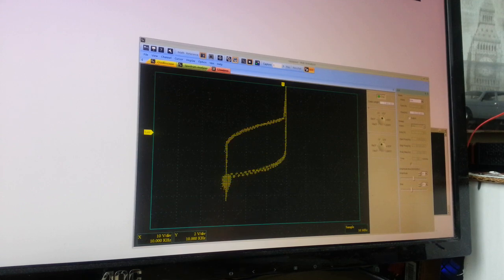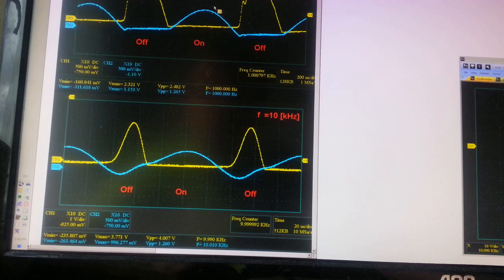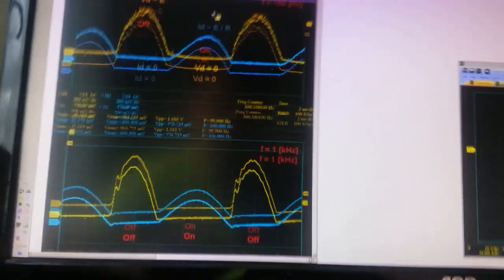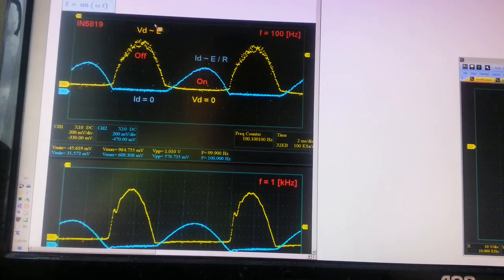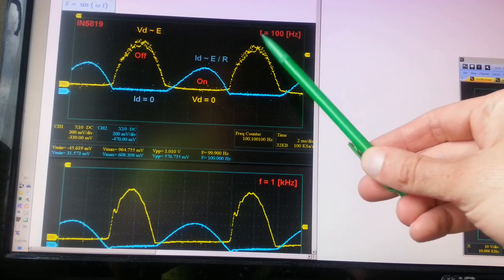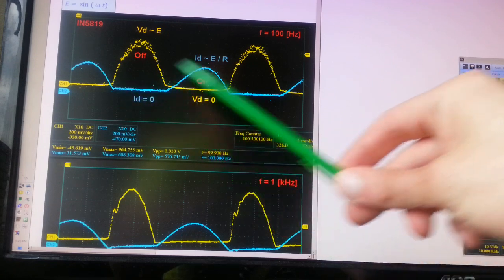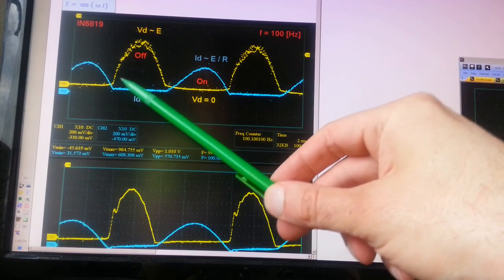In order to understand this hysteresis curve, we have to look at the operation of the diode more precisely. I have done a few measurements previously, and now I'm going to just show you the results. Again, the yellow line is the voltage across the diode, and the blue line is the current in this circuit. At low frequency, around 100 Hz, we have this type of pattern.